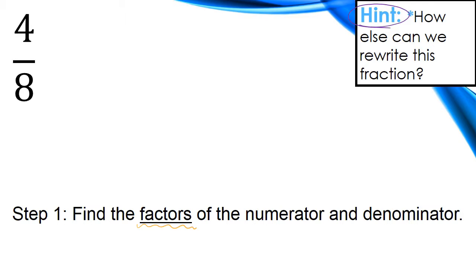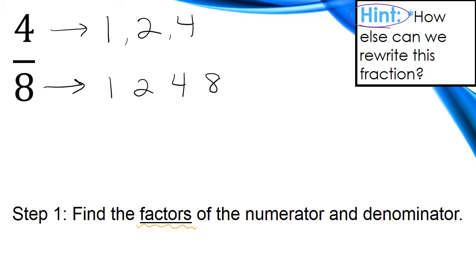So you might recognize this as a factor rainbow that you used to do. So our factors are 1 times 4 gives us 4, and 2 times 2 gives us 4. So we know that our factors for 4 are 1, 2, and 4. And our factors for 8, we know that 1 times 8 gives us 8, and 2 times 4 gives us 8. But we also know that 4 times 2 gives us 8. We don't have to rewrite that. So here we made a factor list. The factors of 8 are 1, 2, 4, and 8.